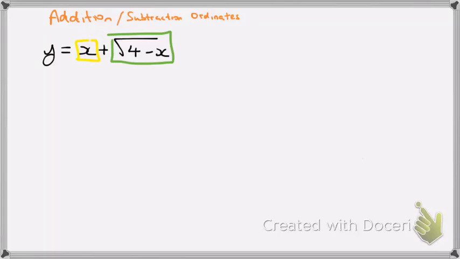Hi girls, so tomorrow we're going to learn about sketching using the addition and subtraction of ordinates, which is just a fancy way of saying adding and subtracting y values from one another for two different curves. So what I've got here is the two curves I'm going to draw: y equals x and y equals the square root of 4 minus x.